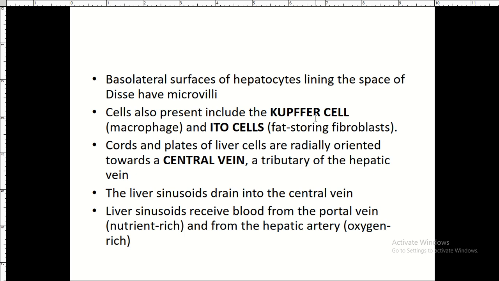Now, cords and plates of the liver cells are radially orientated towards a central vein. So there's going to be a central vein that is going to receive all the blood from the sinusoids, right? And this central vein will join and form a hepatic vein. The liver sinusoids drain into the central vein. The liver sinusoids receive blood from the portal vein that will be rich with nutrients, and blood from the hepatic artery, which will be rich in oxygen. And it is this blood that will move towards the central vein.